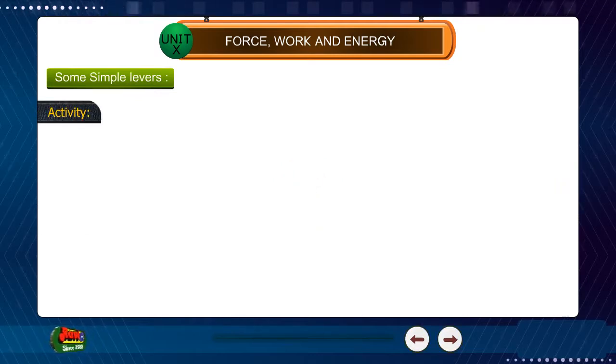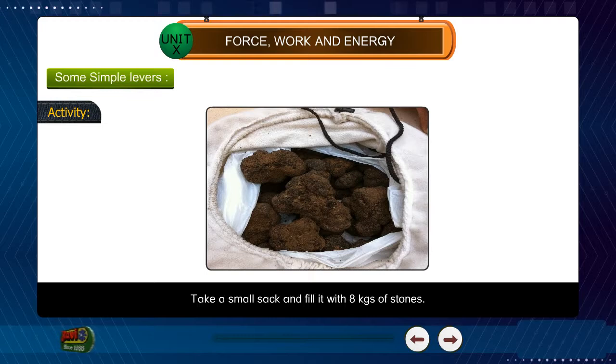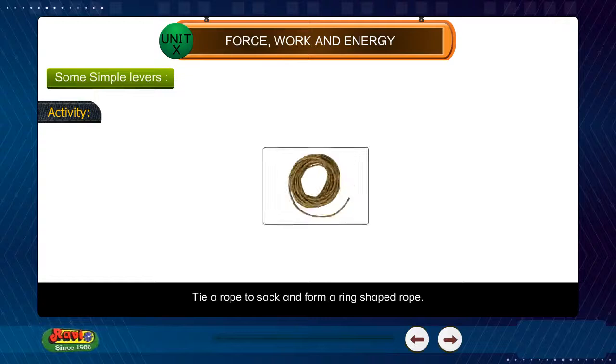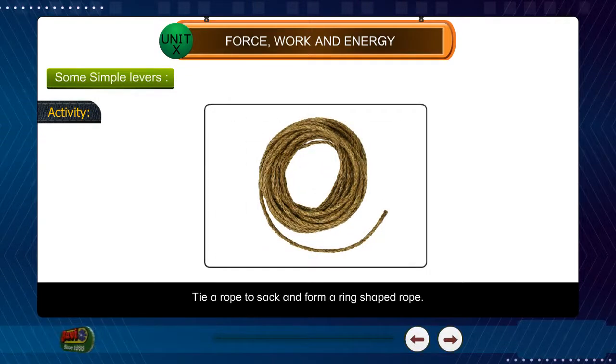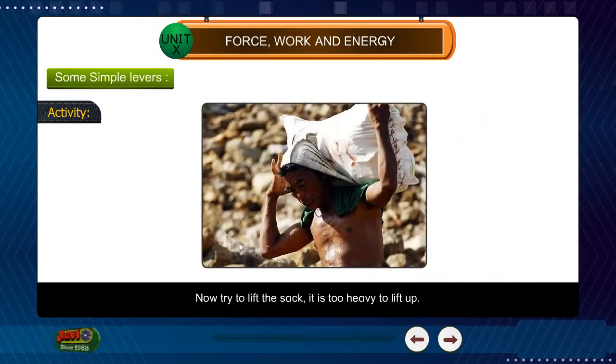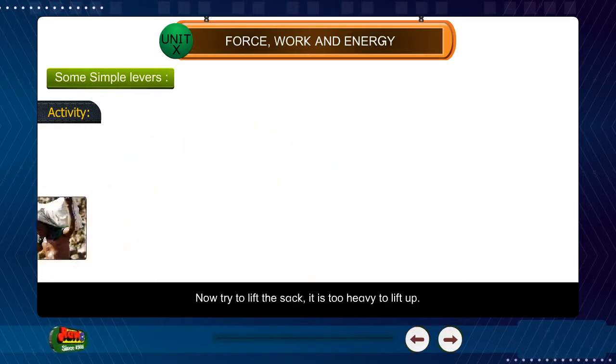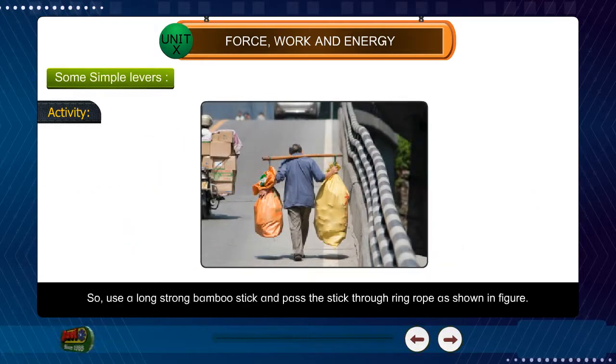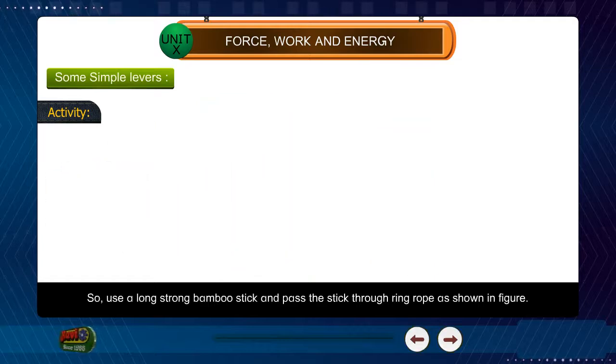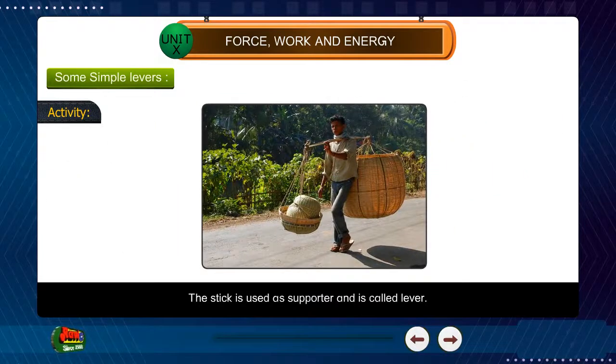Activity. Take a small sack and fill it with 8 kgs of stones. Tie a rope to the sack and form a ring-shaped rope. Now try to lift the sack. It is too heavy to lift. So, use a long, strong bamboo stick and pass the stick through the ring rope as shown in the figure. This stick is used as a support and is called a lever.